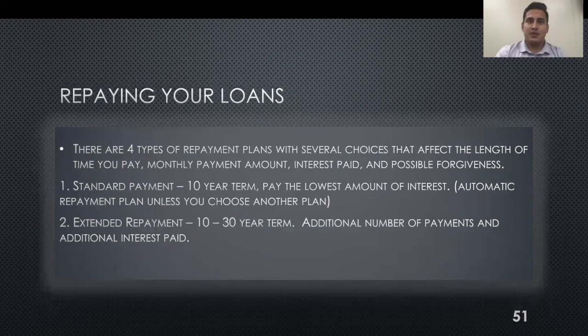Now, when you receive your diploma and you're walking down the aisle to shake President Frank's hand, just remember deep down that it's time to become an adult and repay your loans. There are four types of repayment plans with several choices that affect the length of time you pay, monthly payment amount, interest, and possible forgiveness.